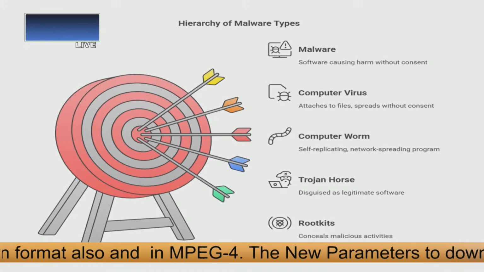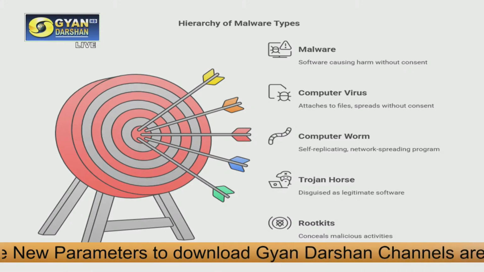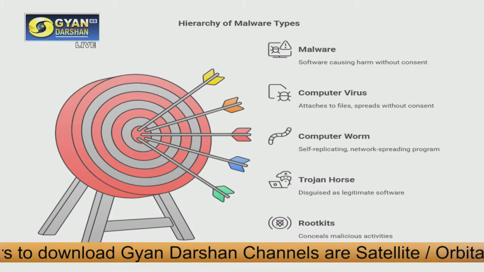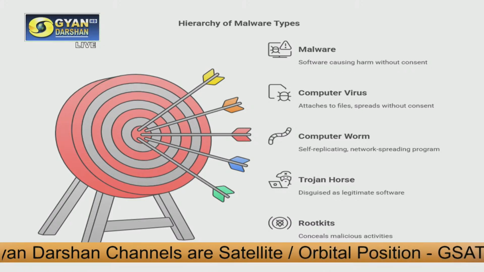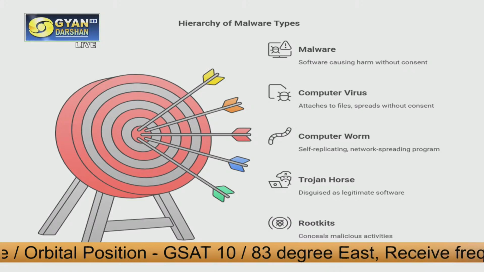So, so far as the hierarchy of the malwares is concerned, we are having different types of malwares. We are having viruses, worms, Trojan horses, and rootkits, and we are going to discuss all of these in this session. The malwares are actually software which cause harm without consent. Say some ad is appearing on your screen, and that ad appears very lucrative, and you just click on that ad, and just by clicking on that ad, you are giving permission, and as a result your system might be compromised.